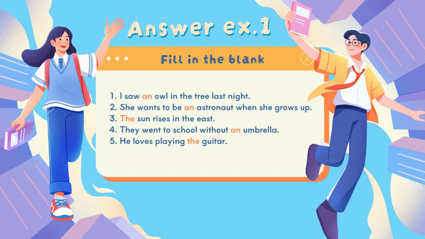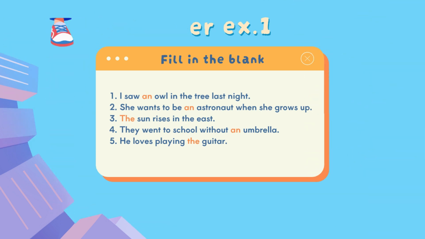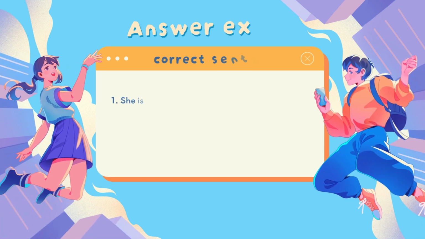4. They went to school without an umbrella. In this sentence, we don't use an article with the word school because school here refers to a general place. For an, we show the first mention with quantity of one thing. 5. He loves playing the guitar. In this sentence, we use the before the musical instrument. How did you do? Let's move to the next exercise.